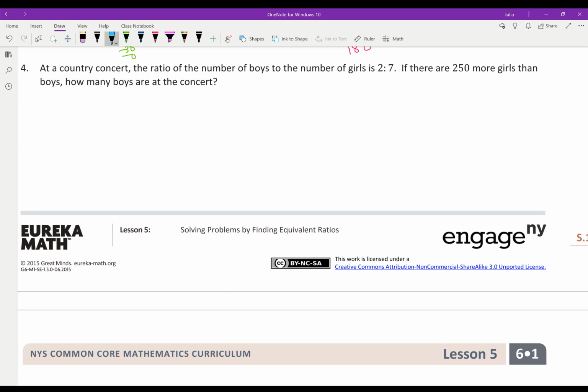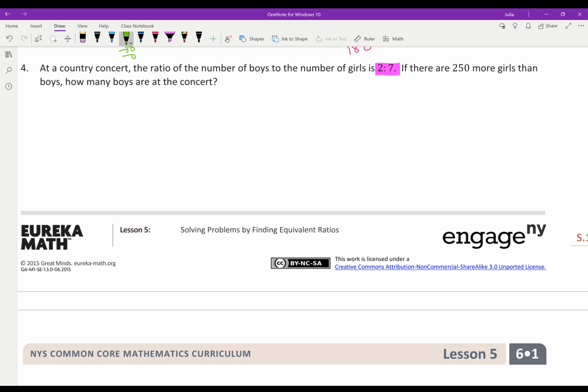Okay, and now let's also talk about number 4 from lesson 5. So I got at a country concert, the ratio of the number of boys to the number of girls is 2 to 7. If there are 250 more girls than boys, how many boys are at the concert? So let's start at the very beginning and let's just write our original ratio.